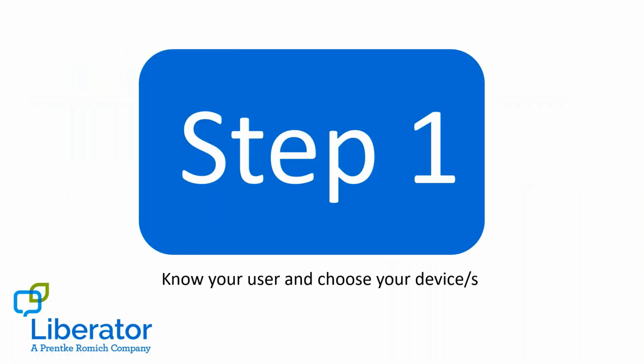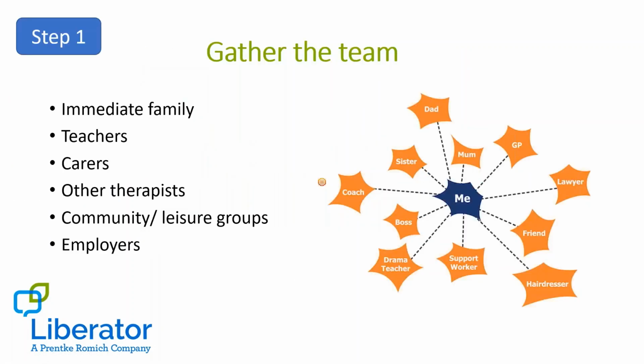Okay, step 1, know your user and choose your devices. Part of knowing your user is about knowing the support network that they currently exist in. We will need to have an understanding about what they perceive as the client's strengths and also the areas of need. We also need to understand who will be implementing this device with the user in their various environments and how we might support them to do that.